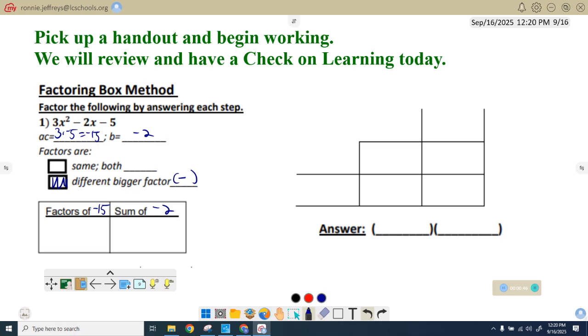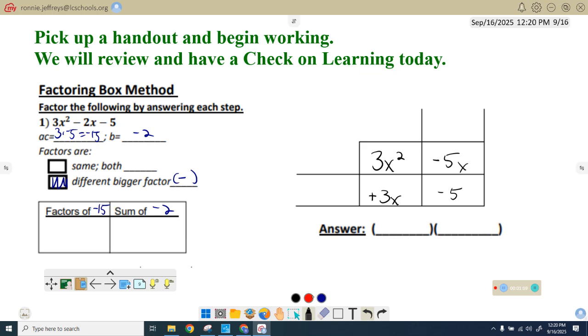So we got to find the factors of negative 15 that combine to negative 2. Well, there's really only a few factors of 15: 5 and 3. Okay, and our bigger number is going to be negative, so like this.